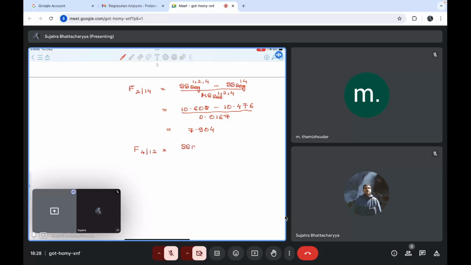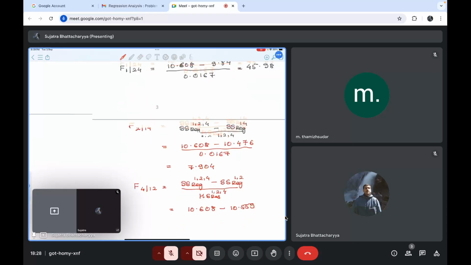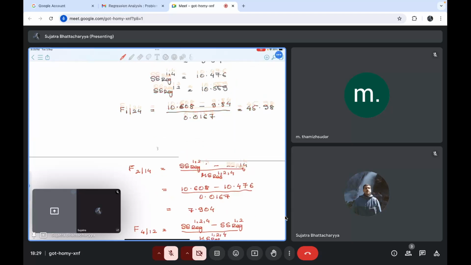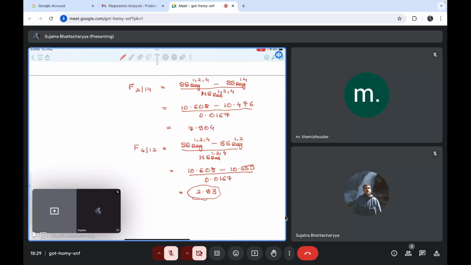Go ahead with F of 4 in the presence of 1 2. The definition remains: SS regression of 1 2 4 minus SS regression of 1 2, divided by MS residual of 1 2 4. So here also 10.608 is fixed. SS regression of 1 2 we have calculated as 10.559, yes. Divided by the MS residual of 1 2 4, which is again 0.0167. This gives you 2.93. Again, check the minimum. So the minimum is this, 2.93.